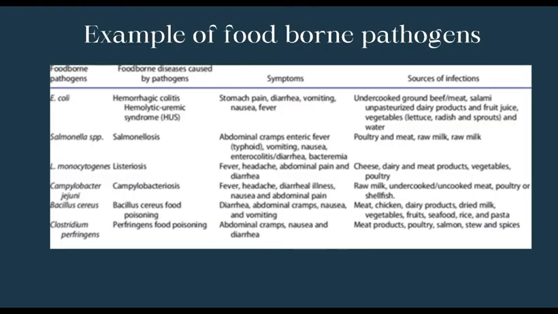Thermal process plays a very significant role in eliminating most of the foodborne diseases caused by pathogens. For example, E. coli are able to cause diseases such as hemorrhagic colitis and hemolytic uremic syndrome, HUS, where the symptoms faced by humans are nausea, fever, and stomach pain, and the main source of infection is undercooked ground beef or meat. And therefore, let us look into the types of processes involved in the thermal process.